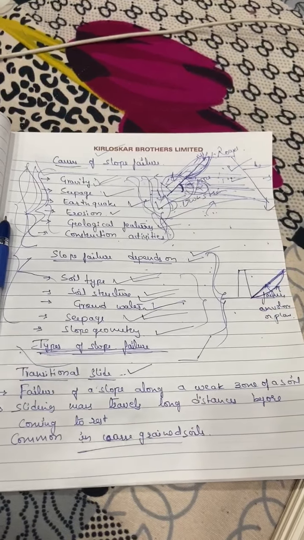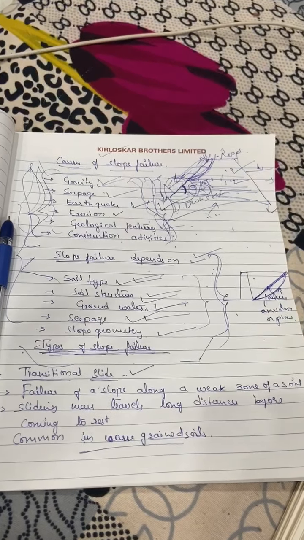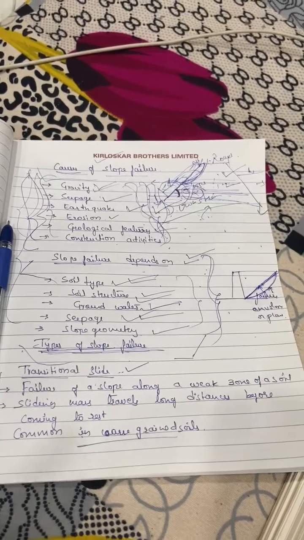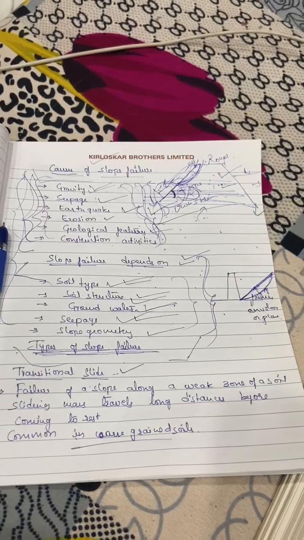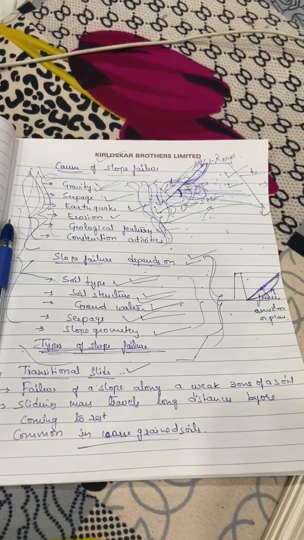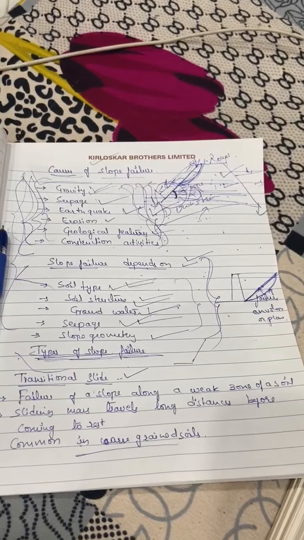Please try to solve examples of the earth retaining structures, as well as stress distribution. So the stress distribution half portion is for the B division, and the full stress distribution chapter is for the A division. Okay, I will once again text the syllabus in the group. Thank you.